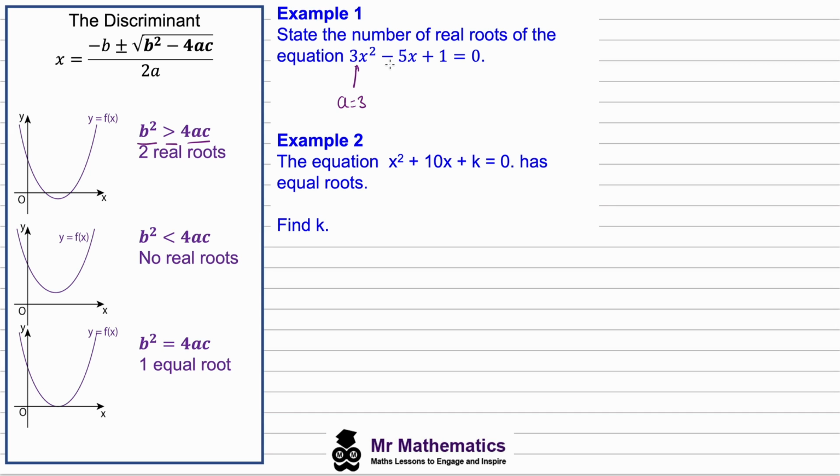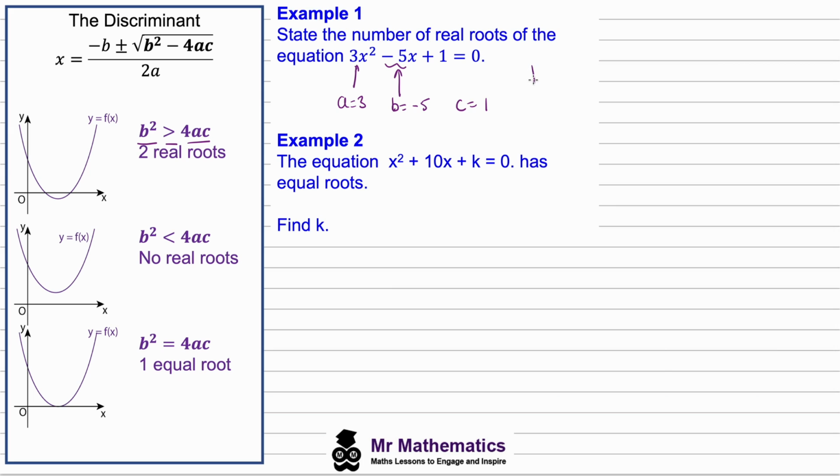The b will be -5. Make sure we always include a negative if it is a negative. And then the c will be the constant 1 term. So determine the number of real roots.